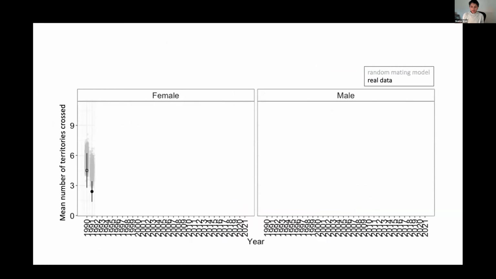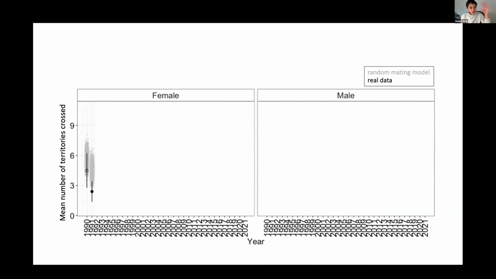But now I'm going to just dive into some results. So the results will look something like this. Here on the x-axis, we have year. And on this particular graph on the y-axis, we have dispersal distance, which, as I mentioned, we measure as number of territories crossed during dispersal. And that actually correlates very closely with actual dispersal distance in meters.